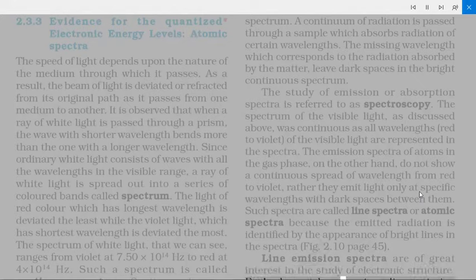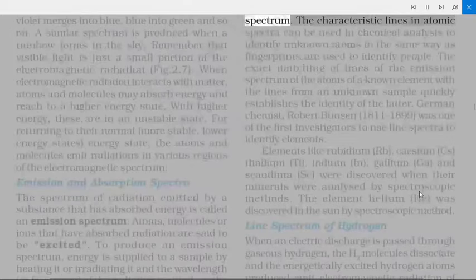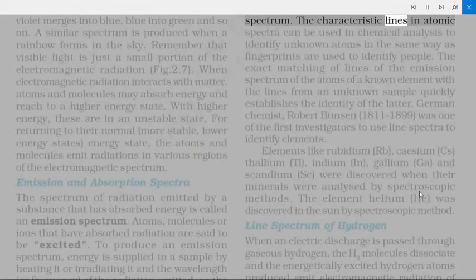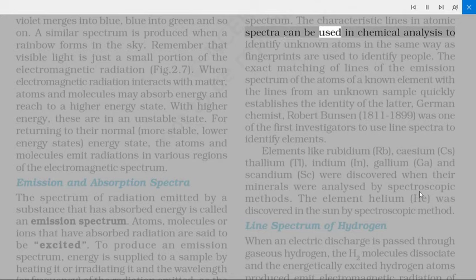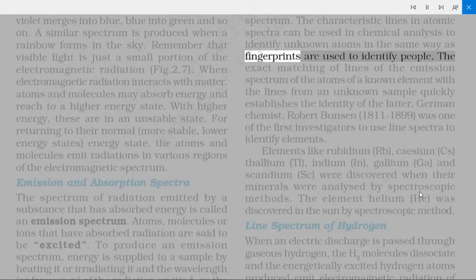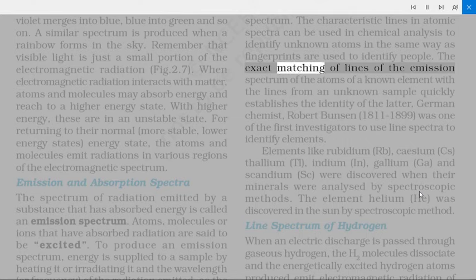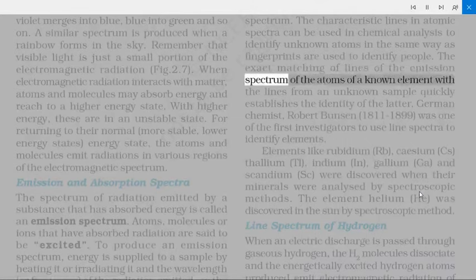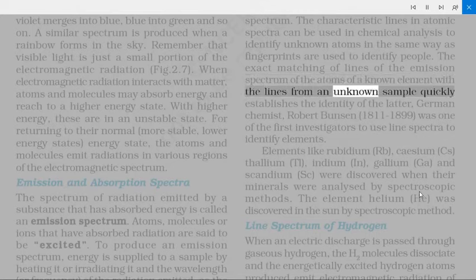Each element has a unique line emission spectrum. The characteristic lines in atomic spectra can be used in chemical analysis to identify unknown atoms in the same way as fingerprints are used to identify people. The exact matching of lines of the emission spectrum of the atoms of a known element with the lines from an unknown sample quickly establishes the identity of the latter.